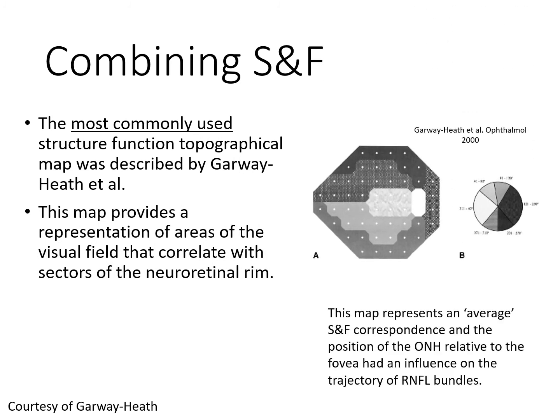Here is his map. This was obtained by Humphrey visual field, and this was obtained by the HRT machine. The optic discs were divided into 6 different sectors and matched with the retinal test points. This map provides a representation of the area of visual field that correlates with sectors of the neuroretinal rim.